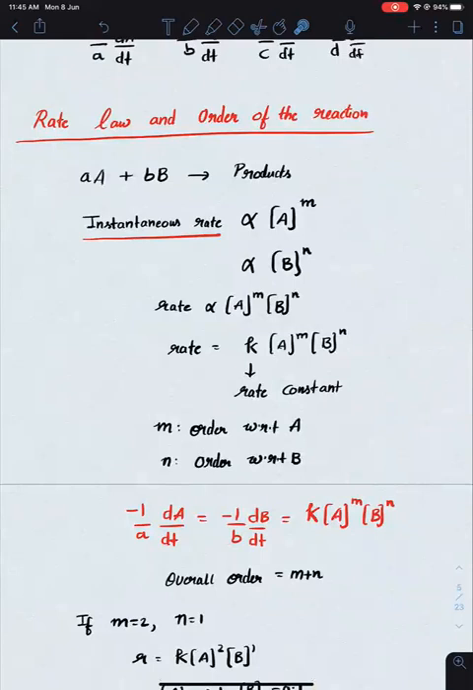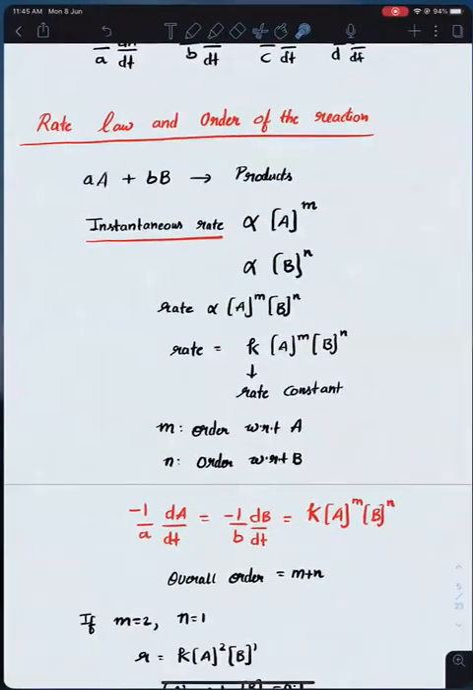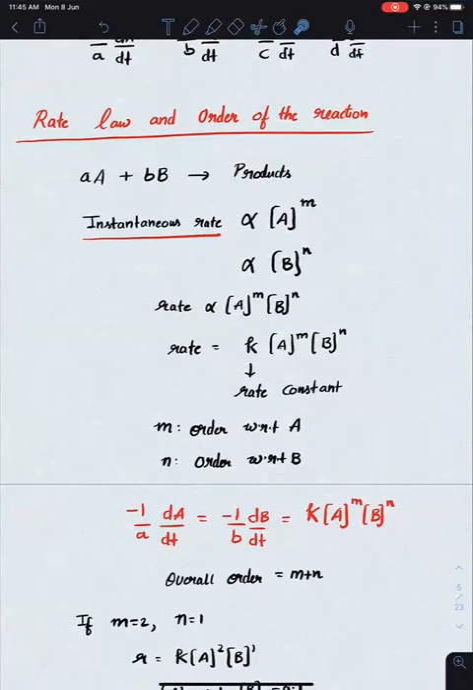The powers need not be equal to the stoichiometric coefficients. If it is an elementary reaction, meaning a reaction which happens in a single step, only in that particular case will the powers be equal to the stoichiometric coefficients. Those powers are called the orders with respect to the given reactants. Rate is proportional to concentration of A to the power M, where M is called the order with respect to A, and it is proportional to concentration of B to the power N, which is called the order with respect to B.